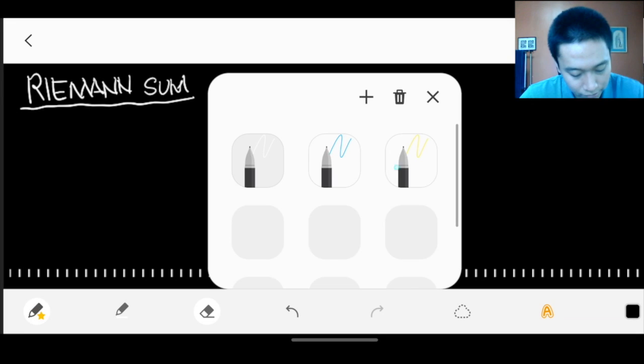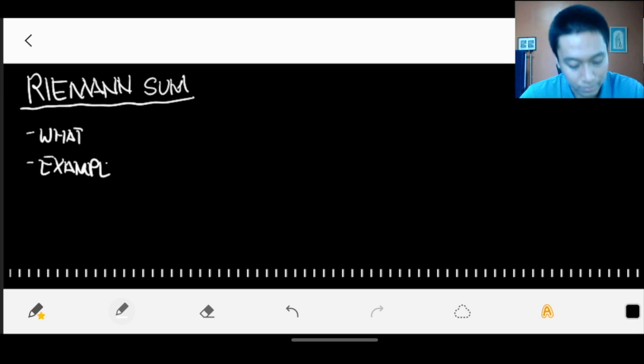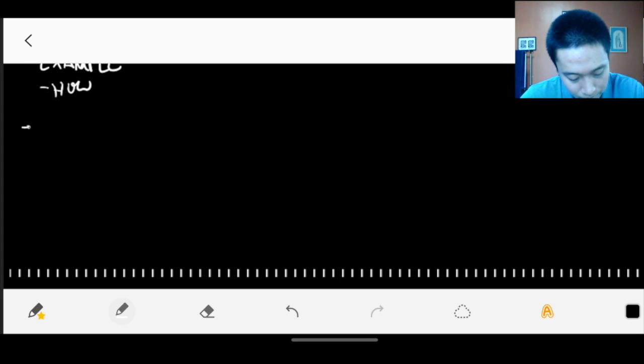So our outline starts out today with describing what Riemann sum is, and next is going through an example in order to understand how Riemann sum works. So first, what are Riemann sums?